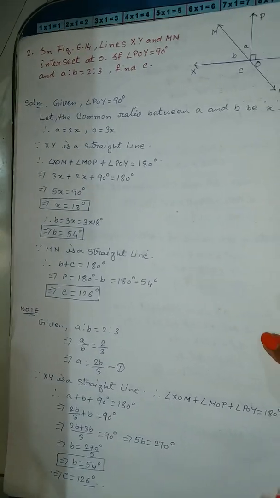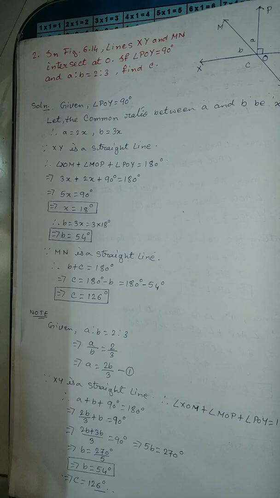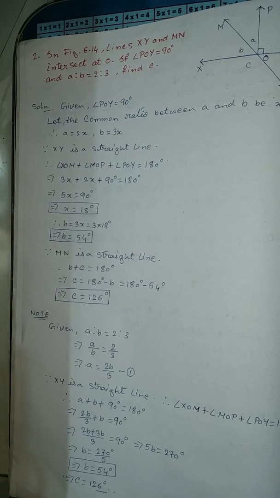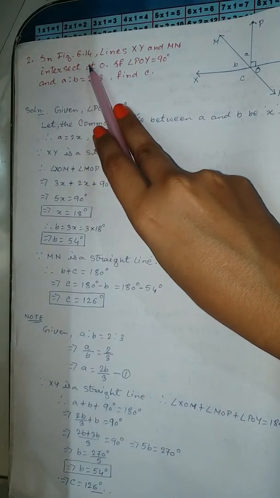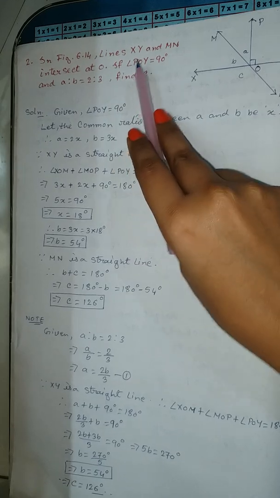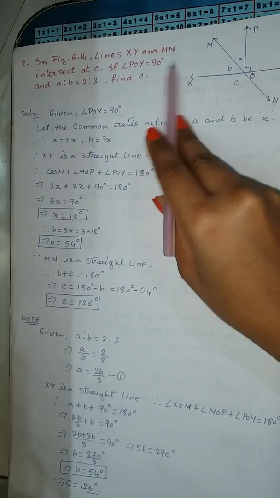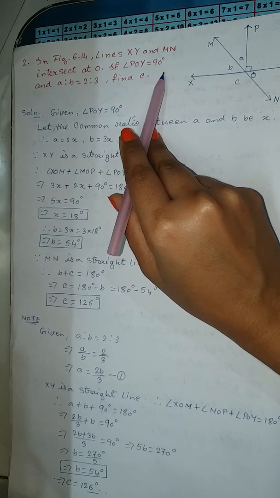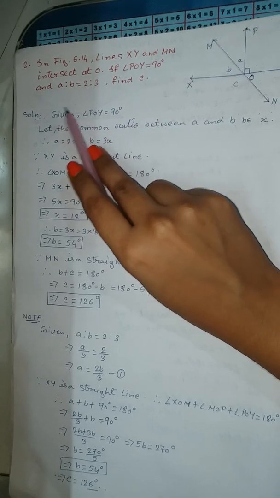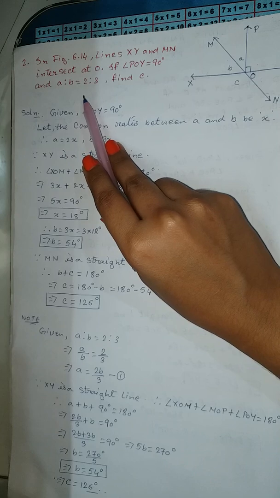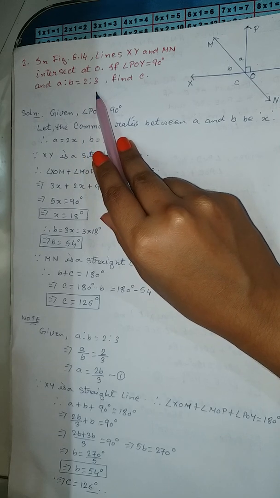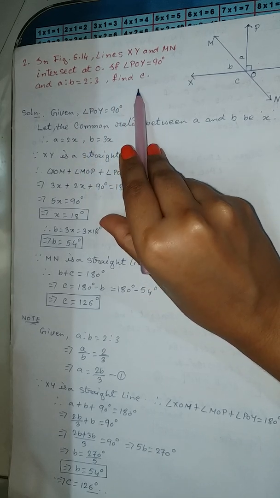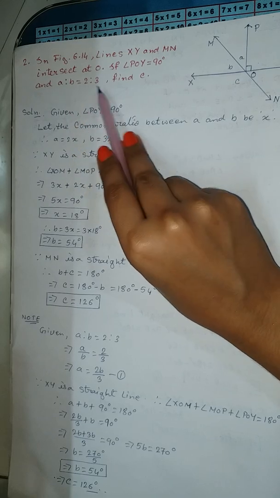Question number 2. So here's question number 2. In figure 6.14, lines XY and MN intersect at O. If angle POY is equal to 90 degree and A is to B is equal to 2 is to 3, find C. Okay, so here we have a ratio.